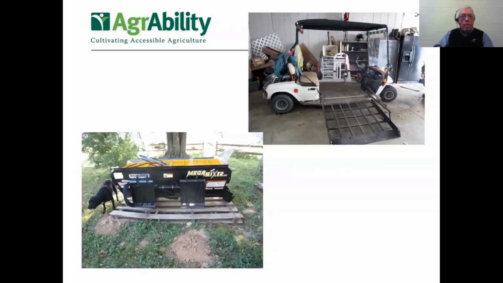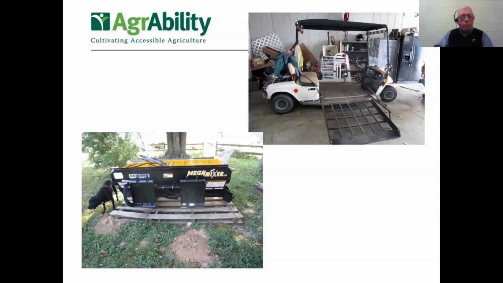A couple of top right is a homemade golf cart adapted for a wheelchair. The ramp is hydraulic, and it's got a little longer ramp, making it easier for a manual chair.